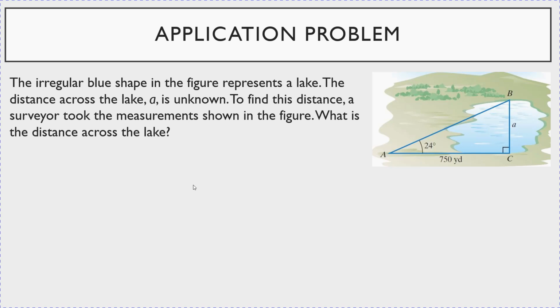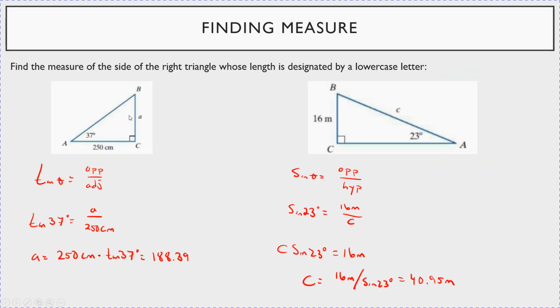Okay, to find this distance, a surveyor took the measurements shown in this figure. So basically they went to here on the lake, they walked over here and they said, okay, that's 750 meters. And then they measured the angle to the end of the lake here. And that was a 24-degree angle. Okay, and they said, well, what is the length of this lake? Well, look, this triangle here looks exactly like what we did here, and it involved using tangent.